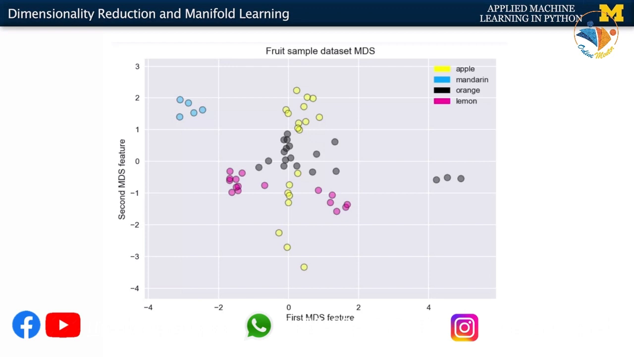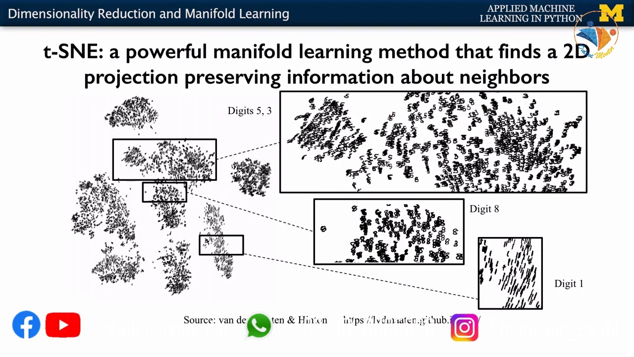Here's an example of applying MDS to the fruit dataset. And you can see it does a pretty good job of visualizing the fact that the different fruit types do indeed tend to cluster into groups. An especially powerful manifold learning algorithm for visualizing your data is called t-SNE. t-SNE finds a 2-dimensional representation of your data such that the distances between points in the 2D scatter plot match as closely as possible the distances between the same points in the original high-dimensional dataset. In particular, t-SNE gives much more weight to preserving information about distances between points that are neighbors.